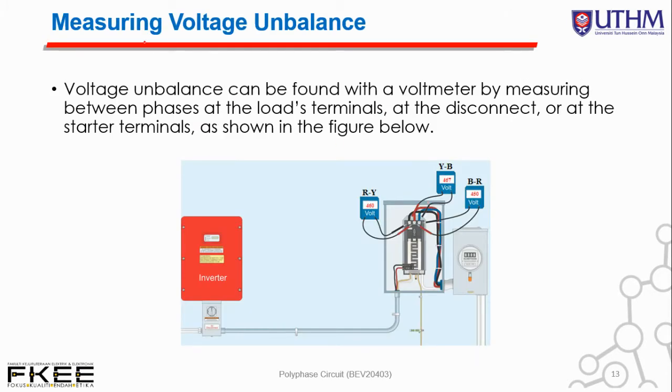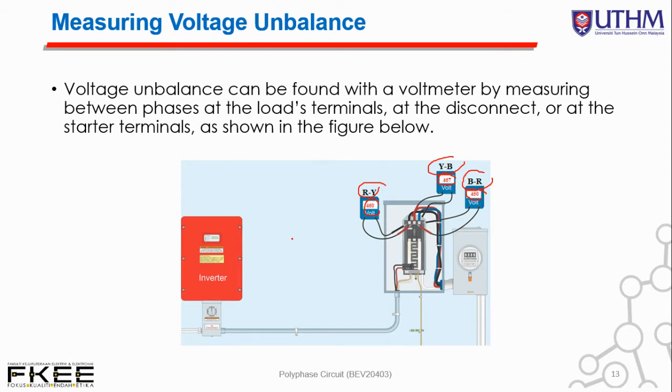Measuring voltage unbalance: how do we actually gauge the unbalanced voltage? You can simply take out your voltmeter and measure between the phases at the load terminal. It can be between R and Y, Y and B, as well as B and R, at the starter terminal shown in the figure below. We can simply measure the value of the phase line voltage between RY. It shows over here 460, 467, 450.